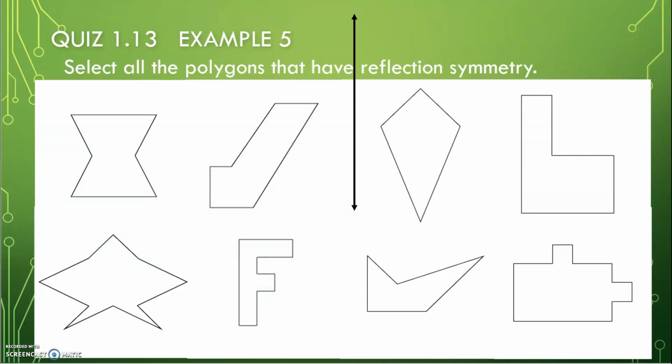Alright, this is quiz 113, example 5. We're going to select all the polygons that have reflection symmetry. We got this line here to help us out. So this first one has reflection symmetry right down the middle that way, so this one does.